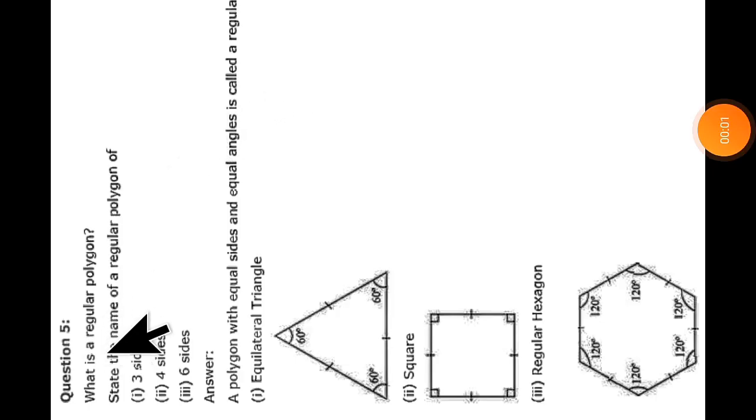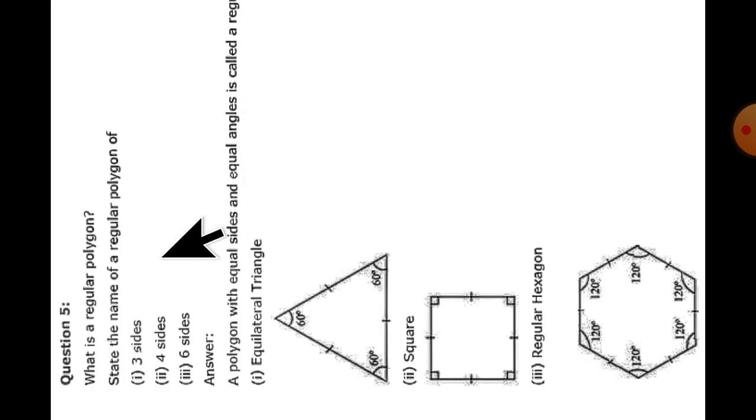Let us see question number 5. What is a regular polygon? State the name of a regular polygon of 3 sides, 4 sides and 6 sides. Now, what will be the regular polygon? A polygon with equal sides and equal angles is called a regular polygon.